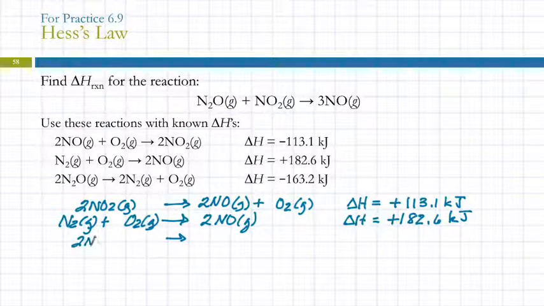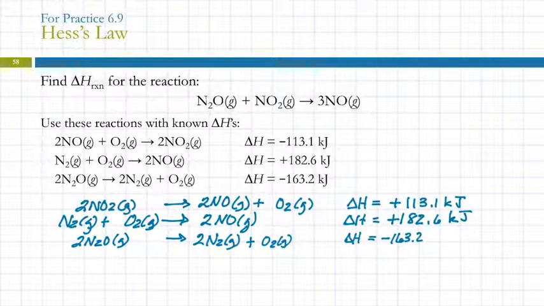So 2N2O gas makes 2N2 gas plus O2 gas. And I'll just copy down delta H because, again, I didn't change it. 163.2. So I at least have things on the correct side of the arrow. But now I need to figure out how I can get rid of some of these things. We can do this with fractions or without fractions.